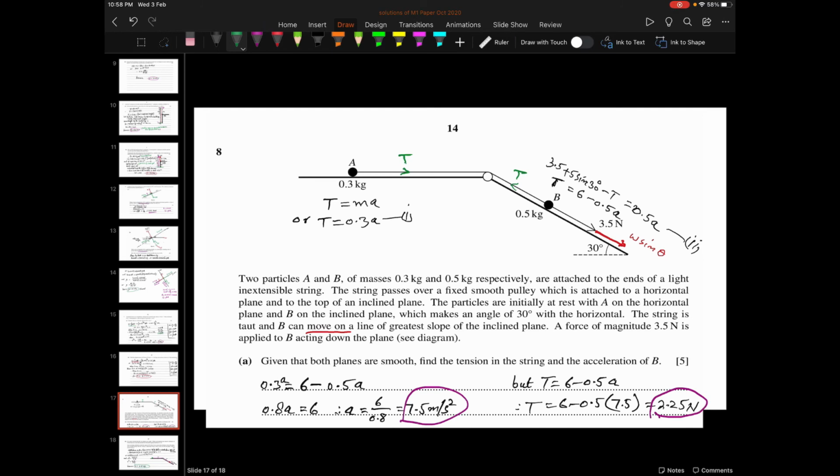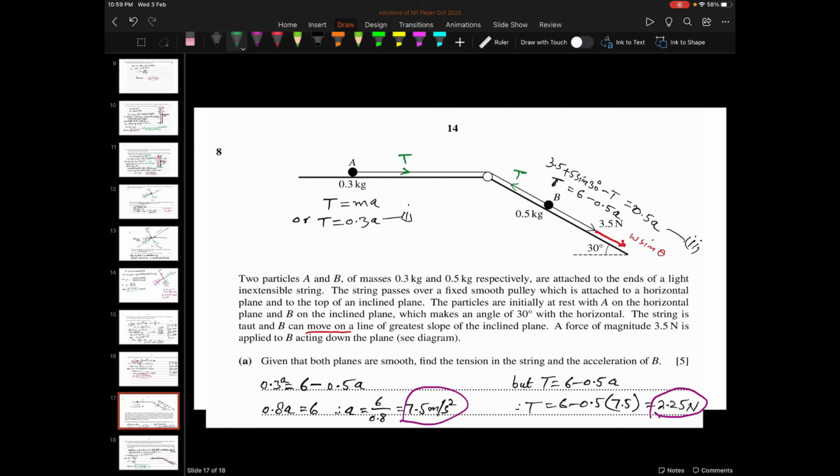Now from these two equations we can write 0.3a is equal to 6 minus 0.5a. I have used the value of T to obtain this equation, or 0.8a is equal to 6, therefore a is equal to 6 upon 0.8, which is equal to 7.5 meter per second square, and this is the value of the acceleration produced in the system.